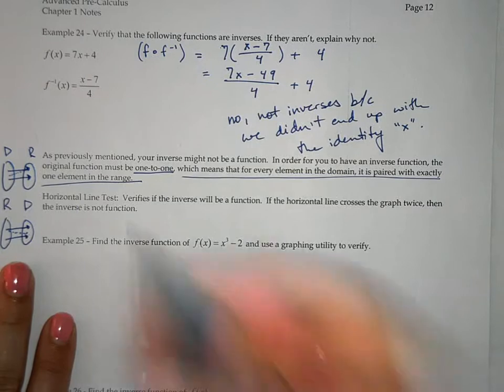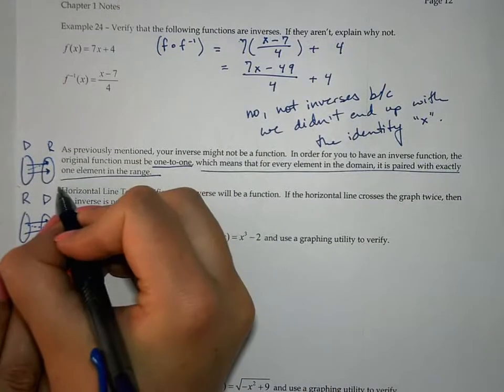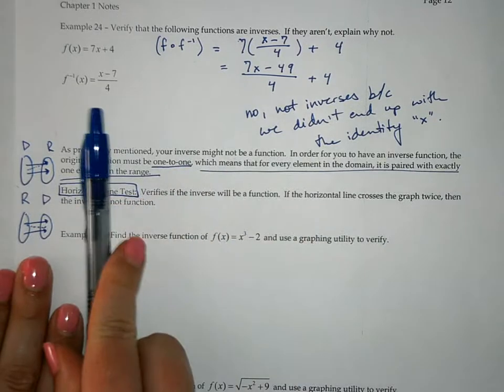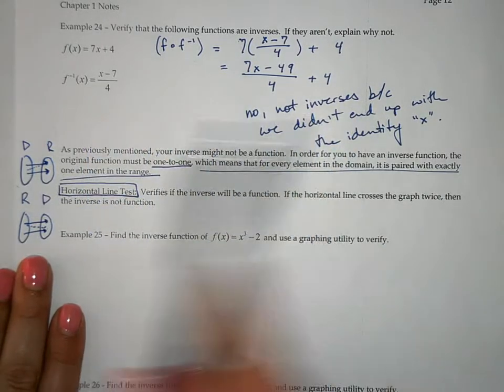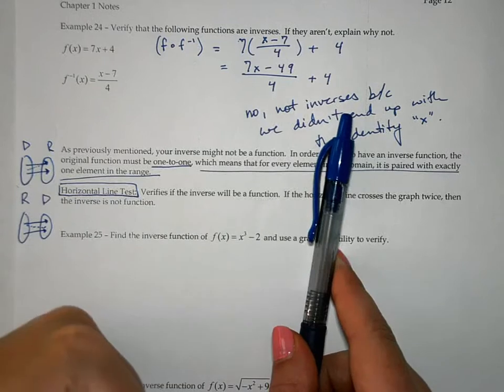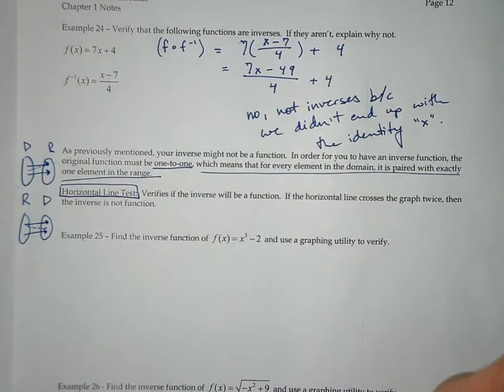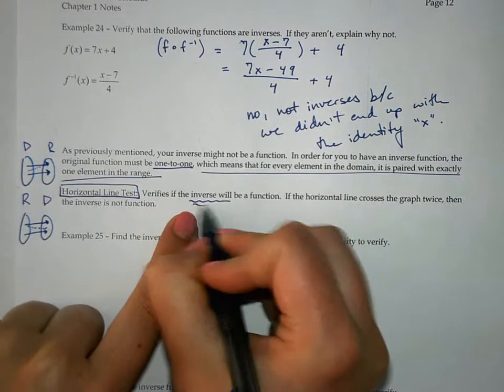Another way to test this, to test if something is one-to-one, is to do what we call a horizontal line test. You've seen before the vertical line test where you go this way. If it passes the vertical line test, it's a function. But if it also passes a horizontal line test, you know the inverse will be a function right here. That's our key.